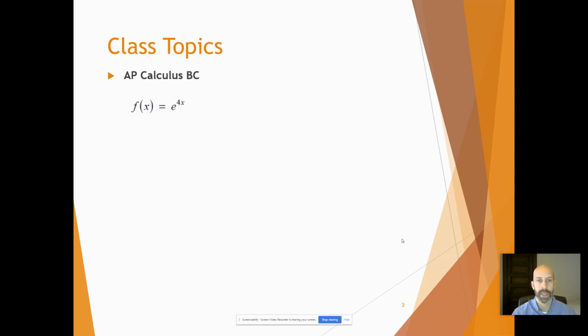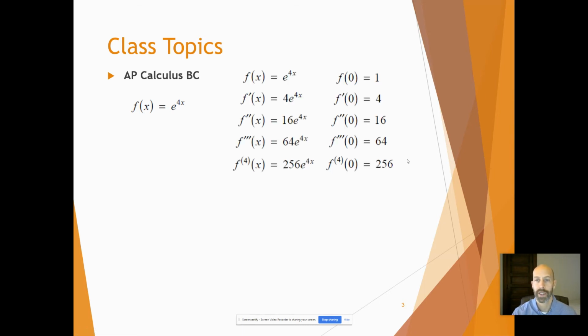In Calc BC, we are looking at Taylor polynomials. So here we have a transcendental function f of x equals e to the 4x. And what we can do is we can actually convert this transcendental function into a polynomial, a Taylor polynomial. In this case it's going to be a Maclaurin polynomial because we're going to leave it centered at 0.